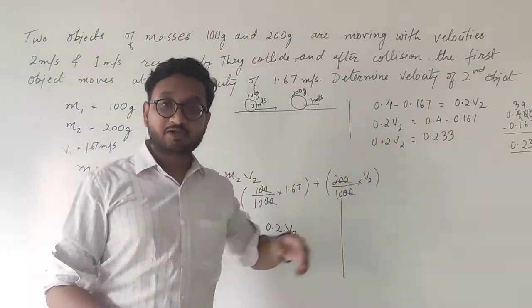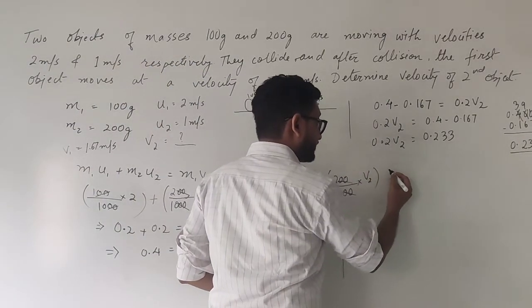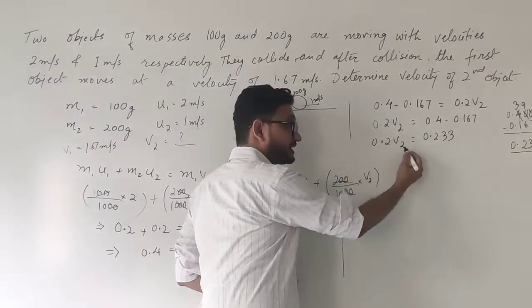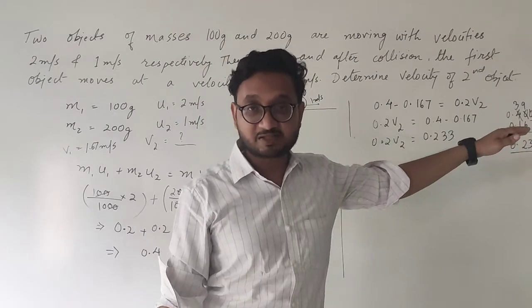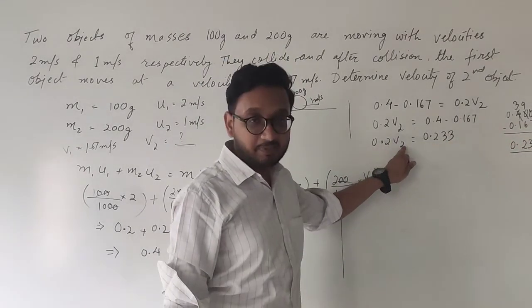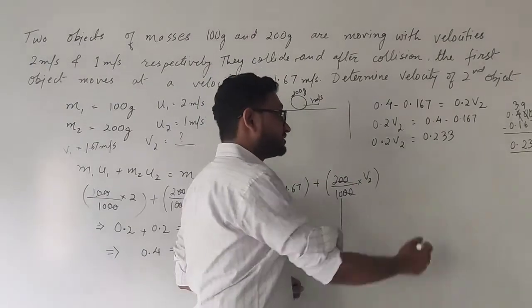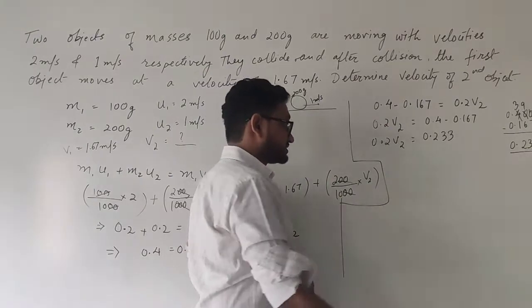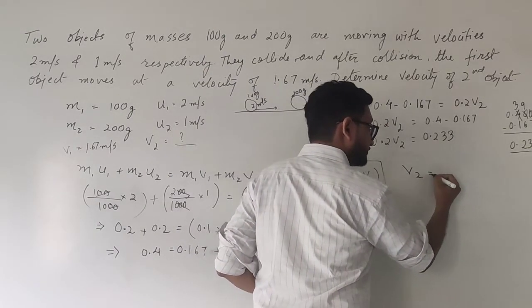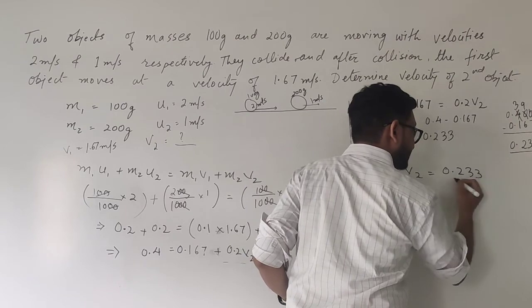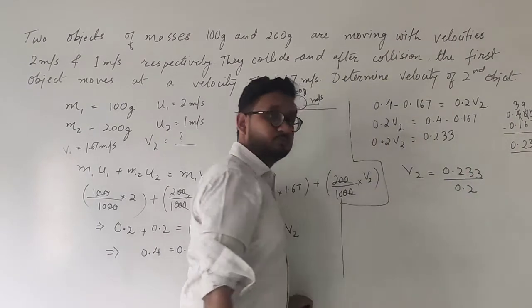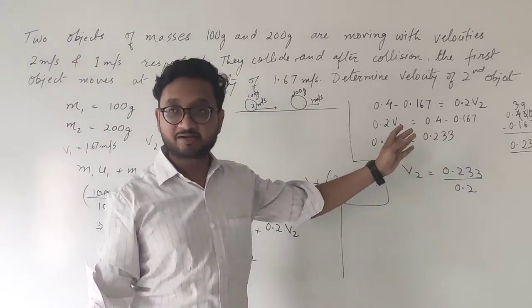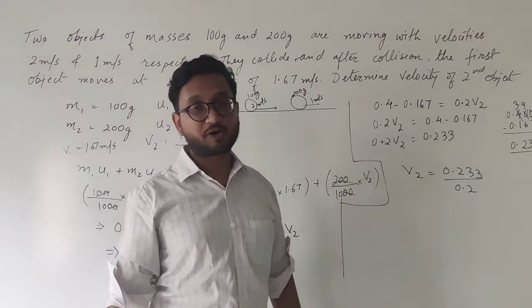Moving forward, now it is quite simple. You simply find the value of v2 by taking 0.2 across, because now we are in multiplication. You cannot take 0.2 to the other side and subtract it. This 0.2 is in multiplication with v2. So in order to find the value of v2, I have to cross multiply 0.2 to the other side. So v2 is equal to 0.233 by 0.2. Understood? Cross multiplying 0.2 to the other side, it becomes the denominator of 0.233.